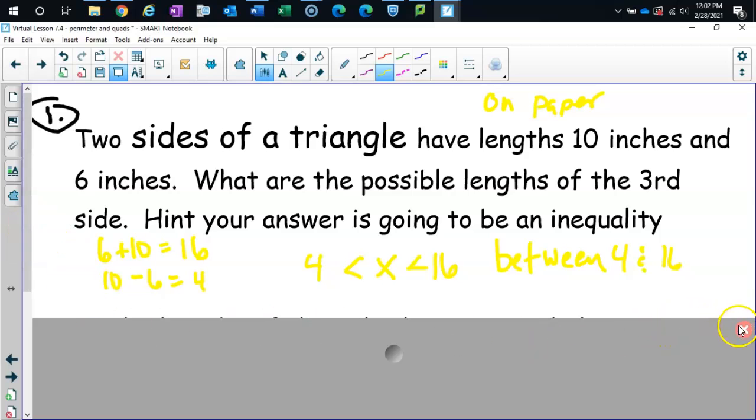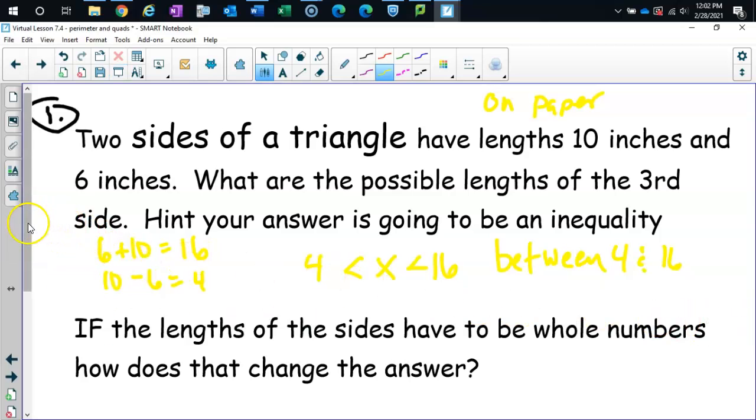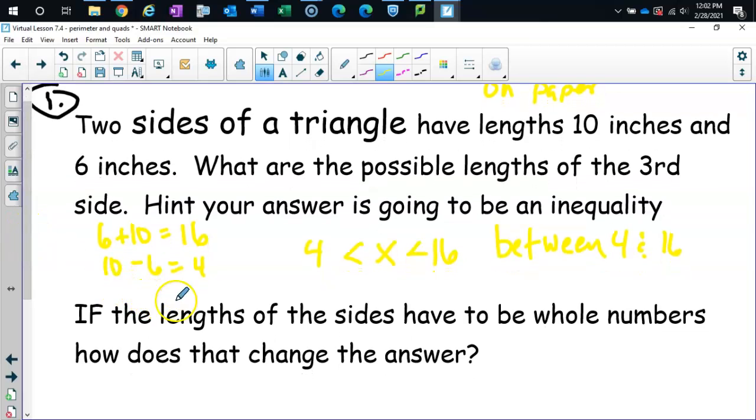Now, let's take a look at this. If the lengths of the sides have to be whole numbers, how does that change your answer? Right now, enter the numbers that it could be if it has to be whole numbers. And there's going to be a bunch of them. Go.